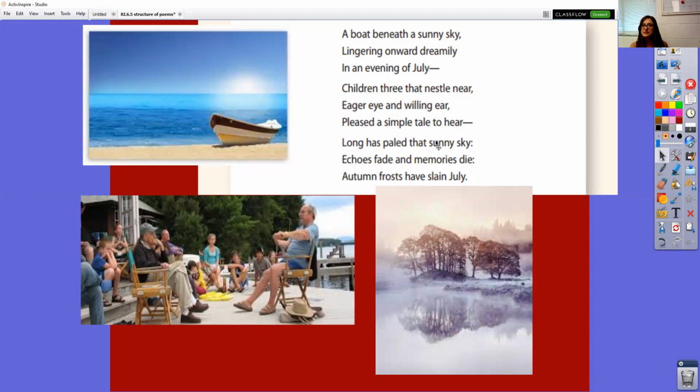And finally, our third stanza. Long has paled that sunny sky. Echoes fade and memories die. Autumn frost have slain July. So in the photograph here, you can see the frost has come. It's becoming the winter or the autumn of life. You're near the end there. So there's a lot more going on there than just a poem about a boat and some children.